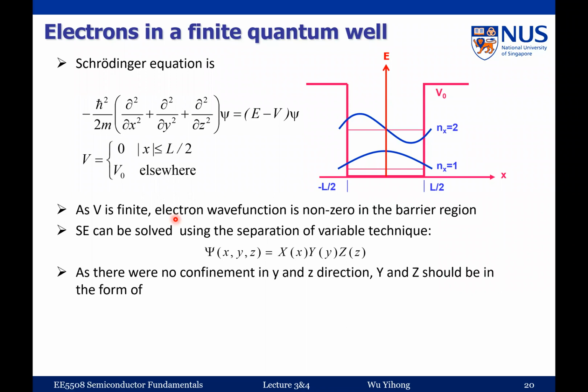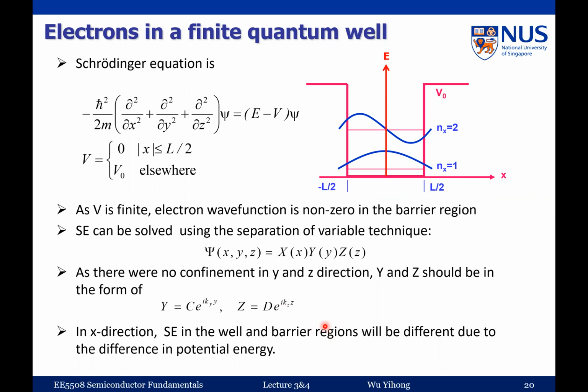Again, since there's no confinement in the y and z directions, electrons can move freely in these two directions, and the wave function is basically the same. We still have the wave function of a free electron, right? The wave vector in the y direction is ky, and the wave vector in the z direction is kz. Then in the x direction we have the confinement, though the potential barrier is now finite.